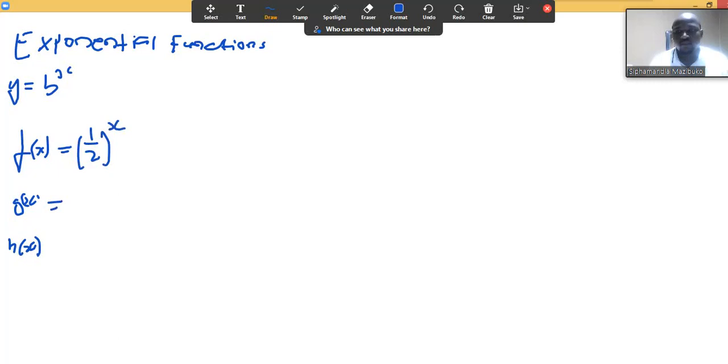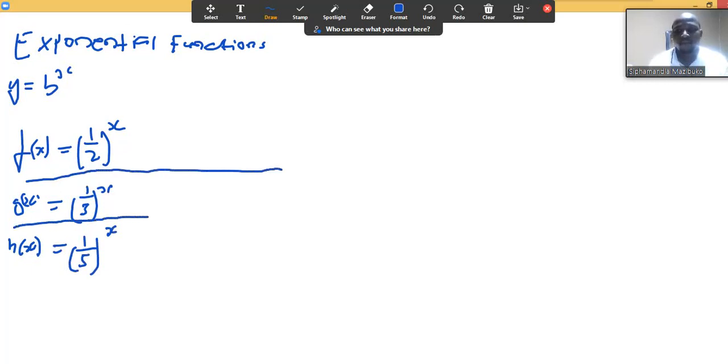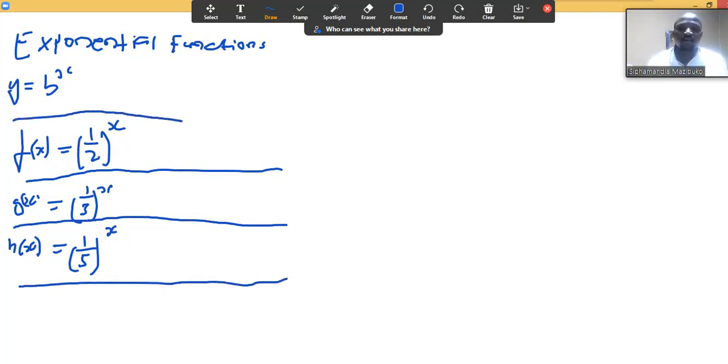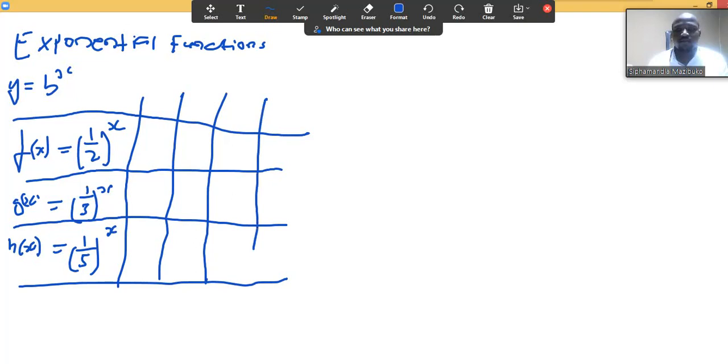G will be the same as 1 over 3 to the power x, and then we will have 1 over 5 to the power x. So we want to check this one out and see where we can get with it. We always look at our table as a starting point to sketch our graphs. So we're looking at 3 graphs.